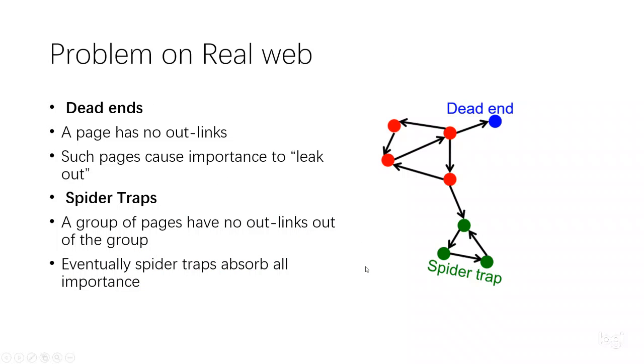However, the importance score does not always converge. There are two problems on the real web. The first one is called dead end. We can see the blue node is a dead end because it has no outlinks. Therefore, this dead end will suck all the importance score to this node.